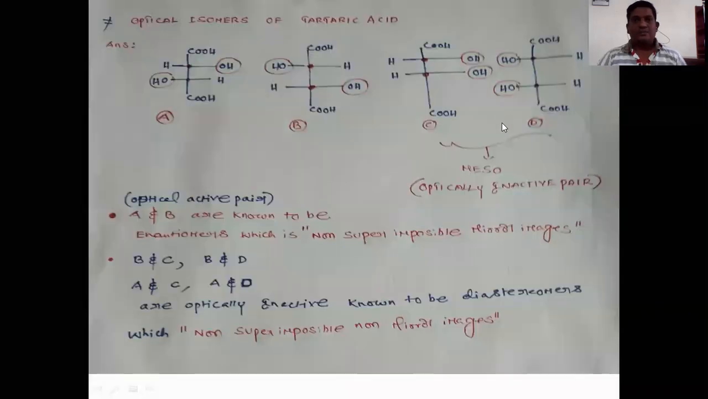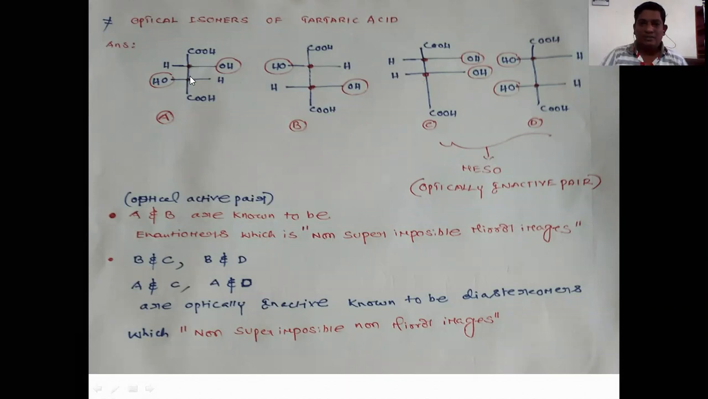The next one I'm saying about tartaric acid. What is the difference between tartaric acid and lactic acid? Tartaric acid has two chiral centers: chiral center 1, chiral center 2. Then the number of optical isomers can we calculate?